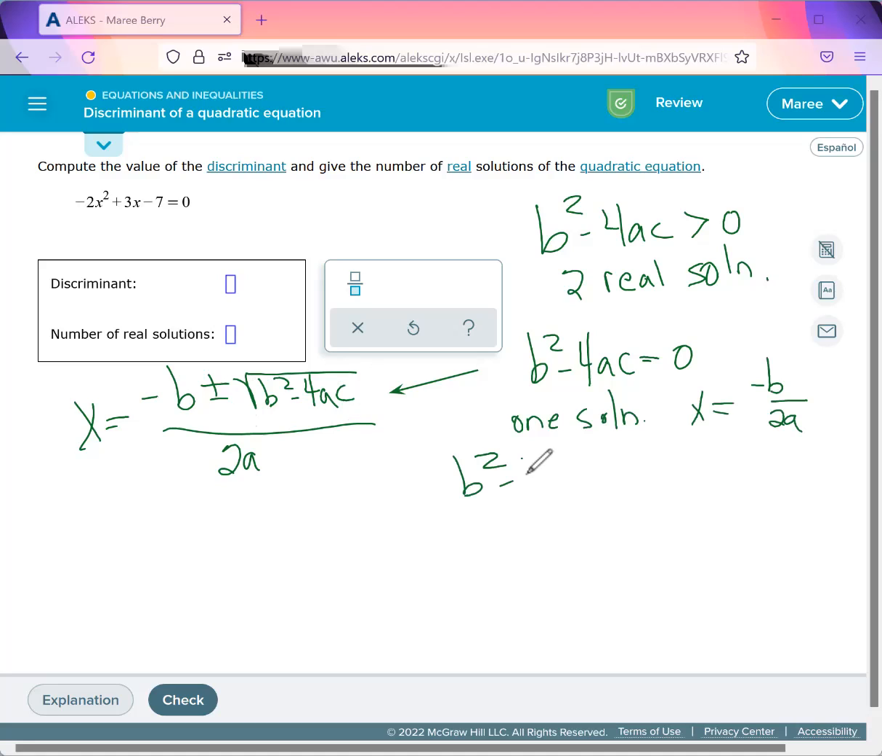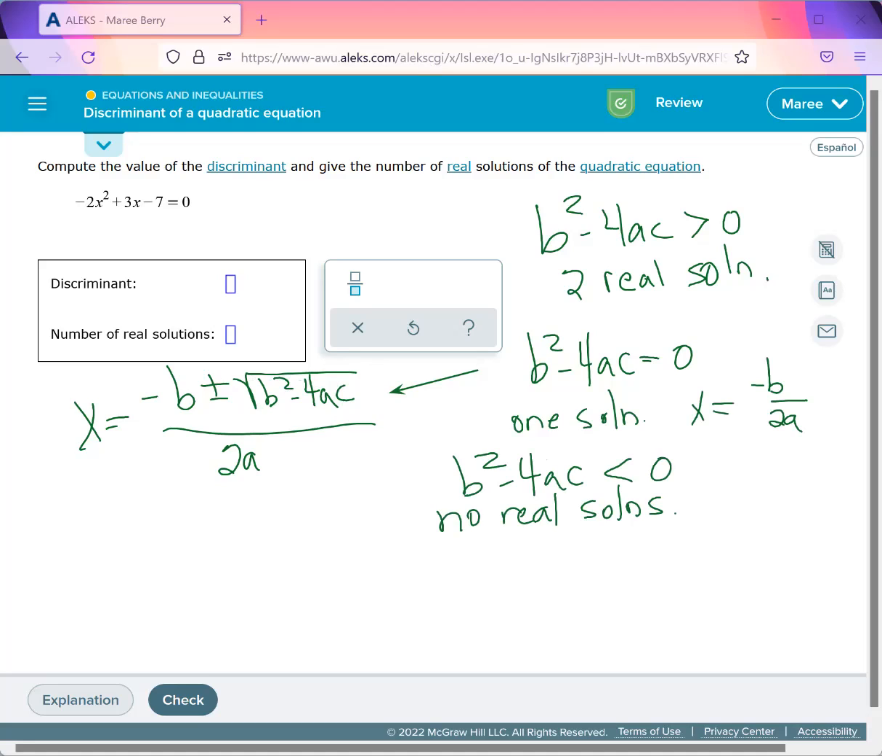If b squared minus 4ac is less than 0, that means it's negative. Then you're not going to have any real solution because you'll have a square root of a negative number. So that's no real solutions. You will have two distinct complex numbers that are conjugates of each other.